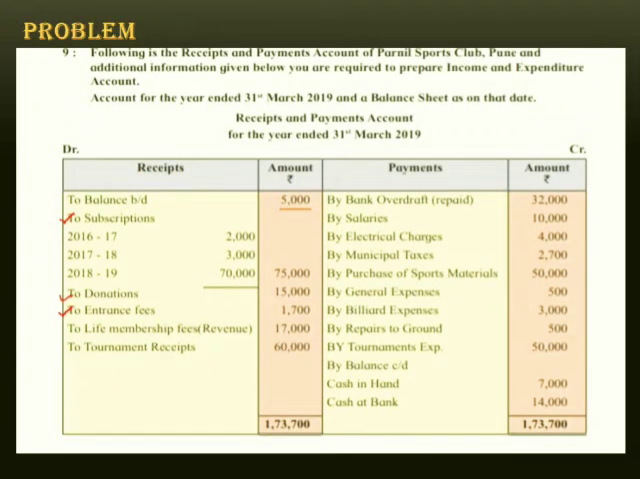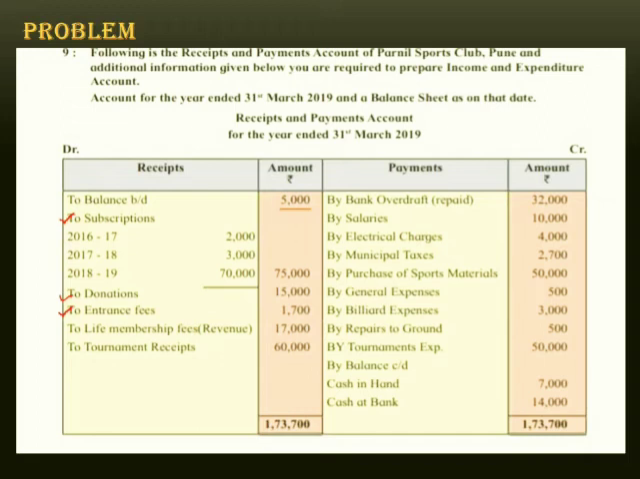See, we have to solve this problem with the help of receipts and payments account. This is the problem number 9. First, we have to read the problem carefully, and then, whenever there is an adjustment, we have to tick mark the adjustment. See, I will read out the problem.